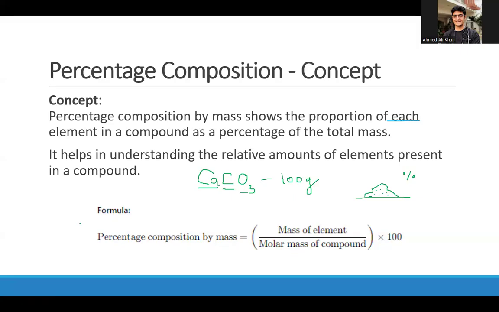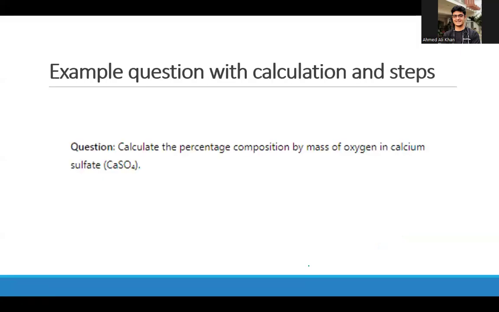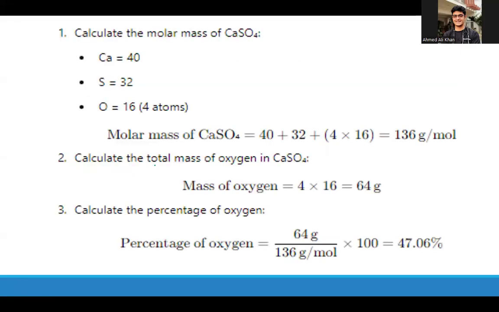The formula for percentage composition by mass is mass of that element divided by the molar mass of the compound. Okay? So let's go over an example. The question is, calculate the percentage composition by mass of oxygen in calcium sulfate.